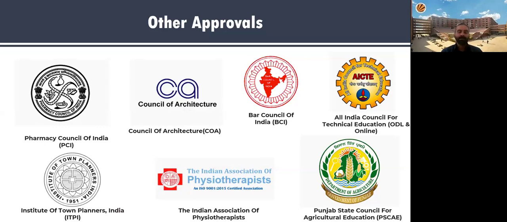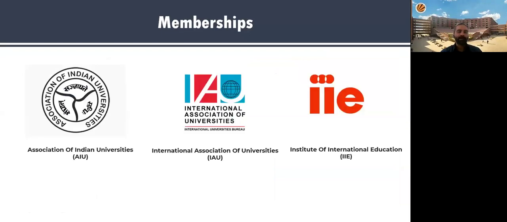Then we have the Punjab State Council for Agricultural Education, which is required for programs like BSc Agriculture. And then we have memberships of the Association of Indian Universities, the International Association of Universities, and the Institute of International Education.